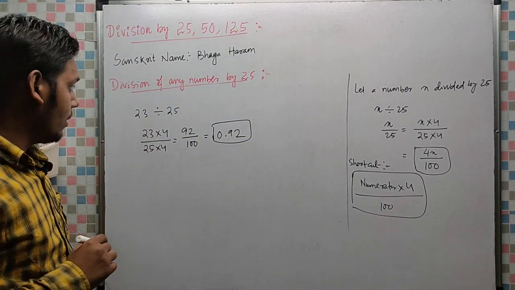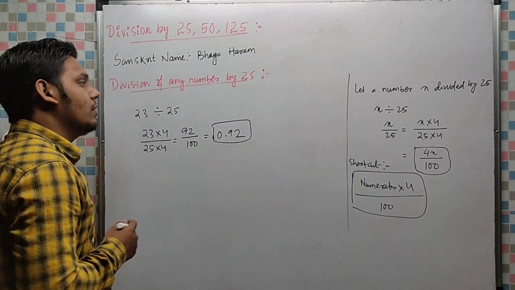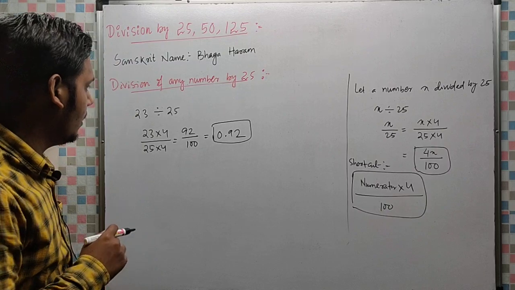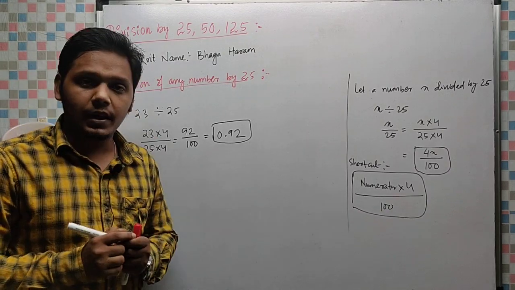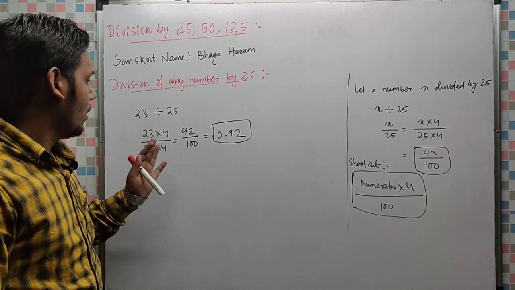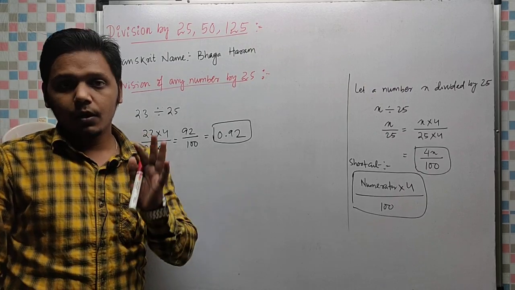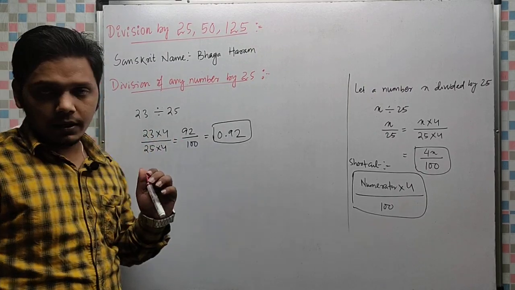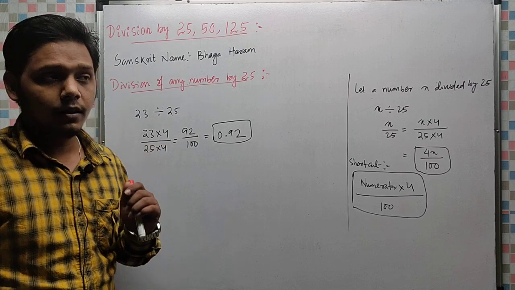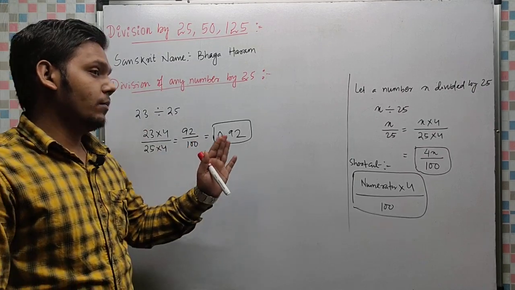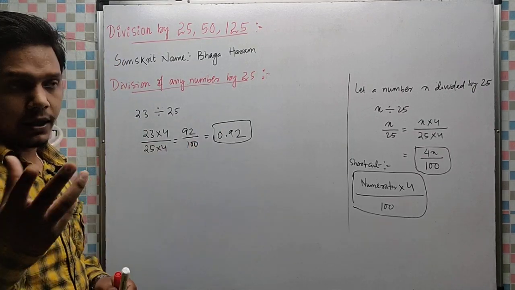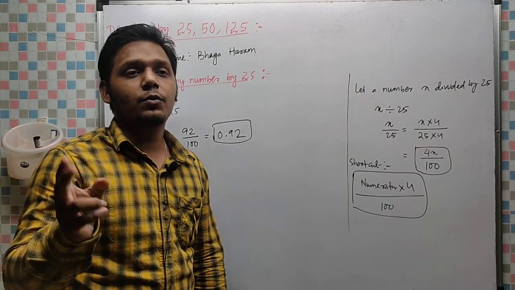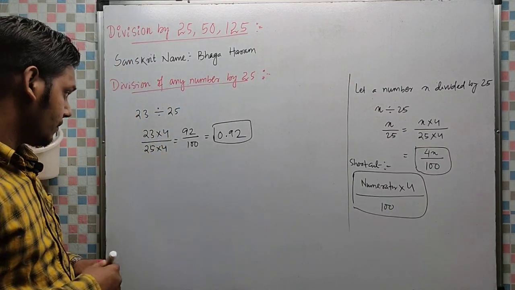So whenever you are doing any number, any 2-digit number or 3-digit number or 4-digit number, and if it is divided by 25, simply one thing you have to do, that you have to multiply 4 with the dividend or numerator you can say. Thereafter whatever the product is coming, last 2 digits you have to keep after the decimal.